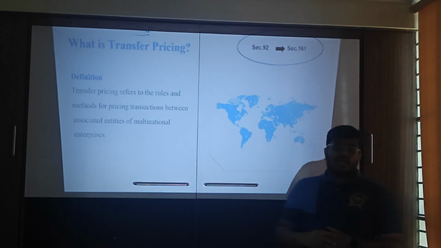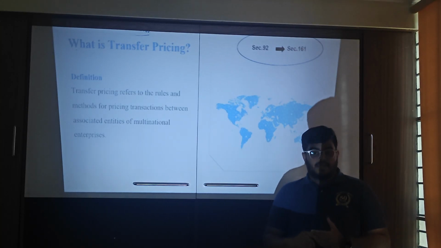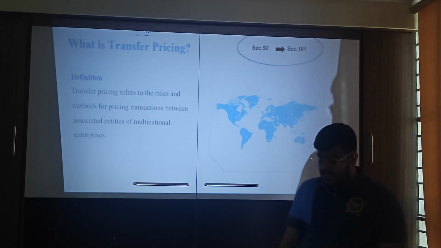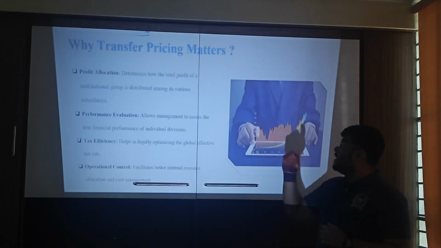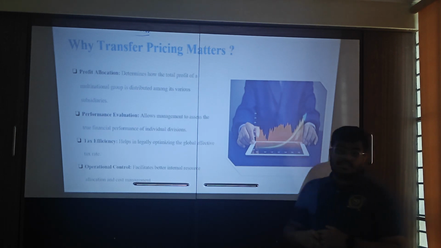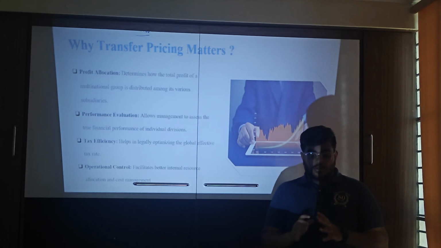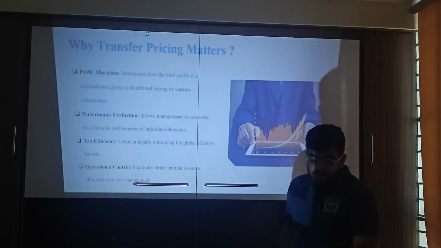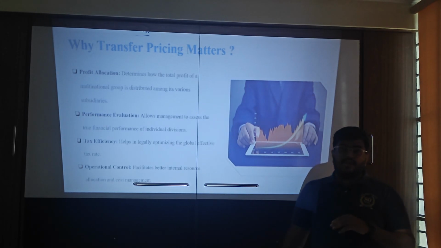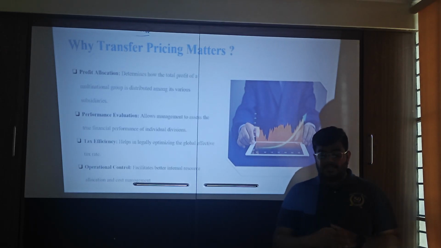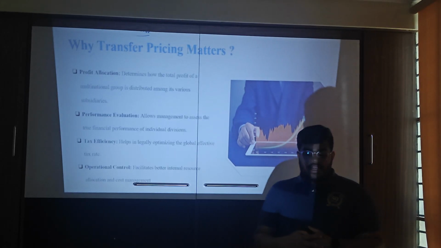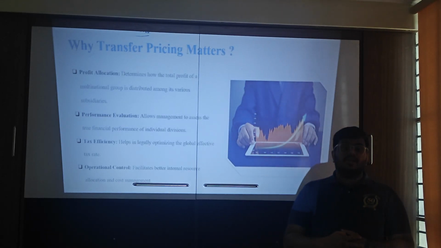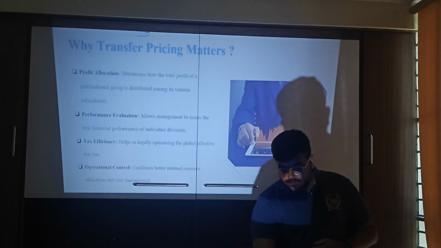What is transfer pricing? Transfer pricing refers to the rules and methods for pricing transactions between associated enterprises of multinational transactions. Why it matters: profit allocation. It determines how the total profit of a multinational group is distributed among its subsidiaries. Performance evaluation. It helps to evaluate the performance of each individual entity. Tax efficiency. It helps in optimizing the global effective tax rate. It also helps in operational allocation control and cost management.